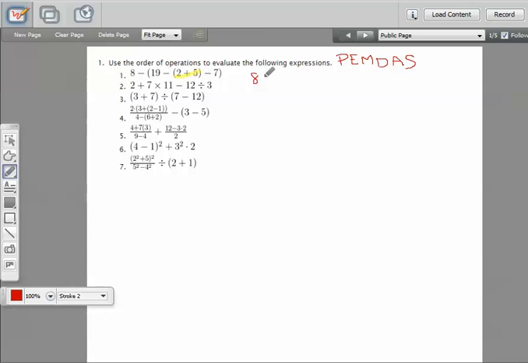So I'm going to rewrite over here as I work. So 19 minus 7, and we still have a set of parentheses, so working left to right because we only have subtraction left. So 19 minus 7 is 12. 12 minus 7 is 5, and 8 minus 5 is 3. So our answer to number 1 is 3.